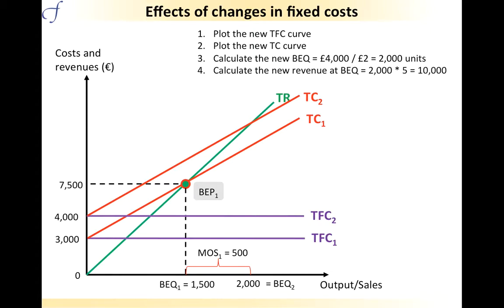We can calculate then the total revenue at that point. The price was equal to 5, and now we have 2,000 units as the break-even quantity. Therefore, our total revenue is going to be equal to £10,000 in our case. And if we join these two, then we get the new break-even point, which is where total revenue is crossing the new total cost curve.